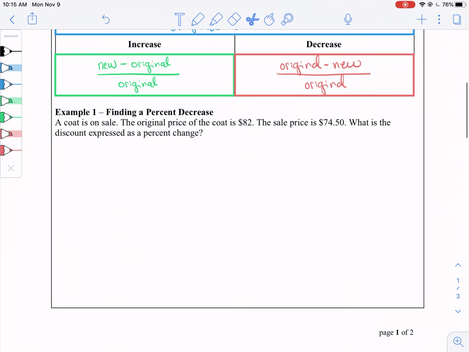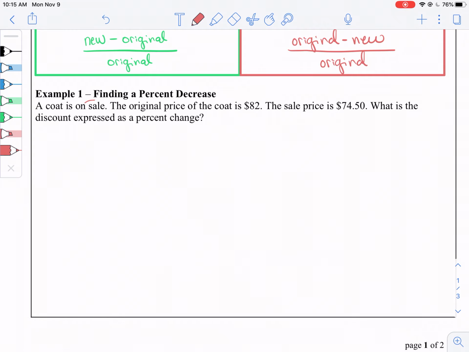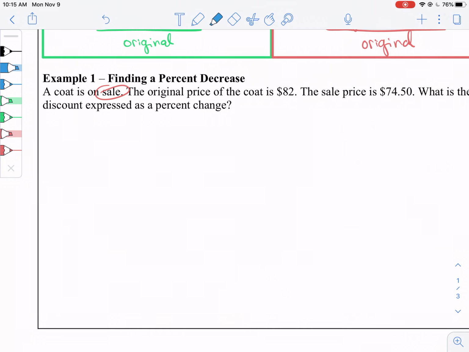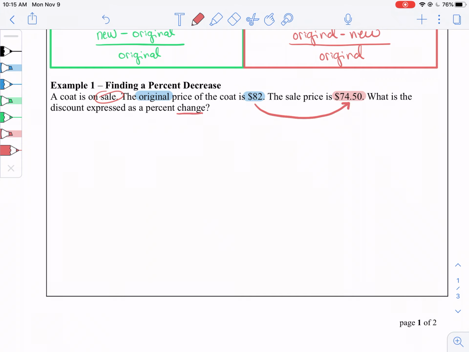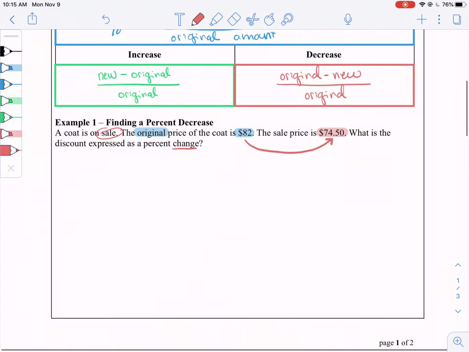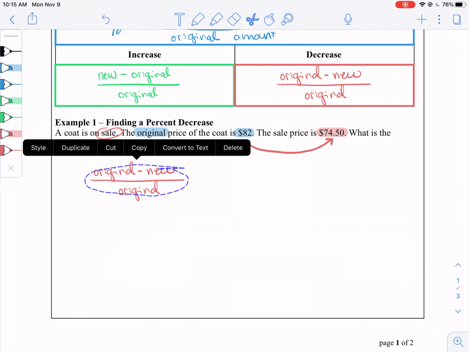Okay, so let's say you have a sale. Now when you have a sale, that means the price goes down. Now you have the original price of the coat is $82 and the sale price is $74.50. So that means the price went down from $82 to $74.50. What is the discount expressed as a percent change? First you need to find what is the change. Because we're working with decrease, we'll follow this example right here: original minus new all over original.